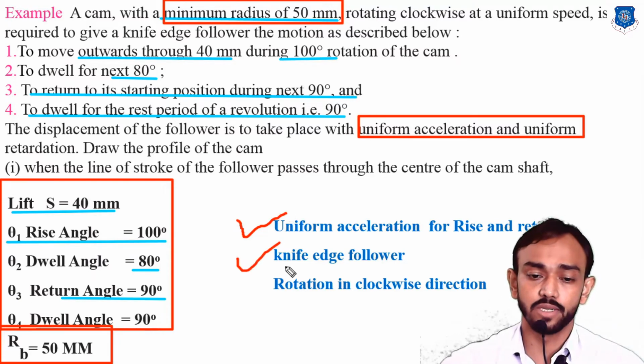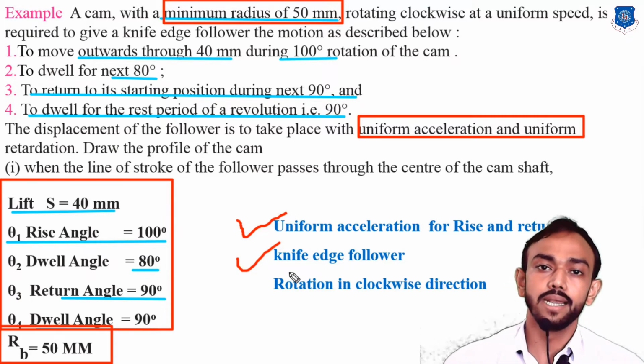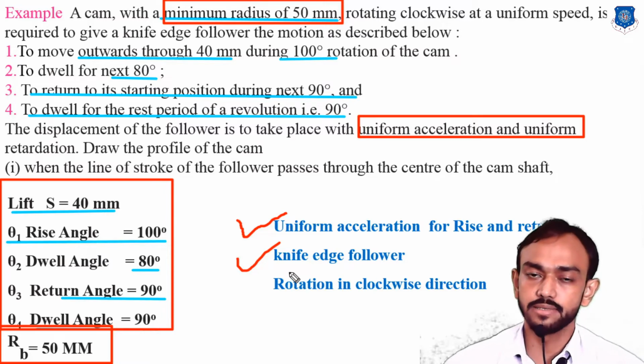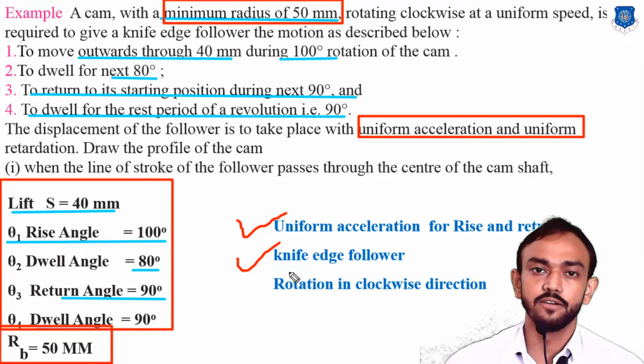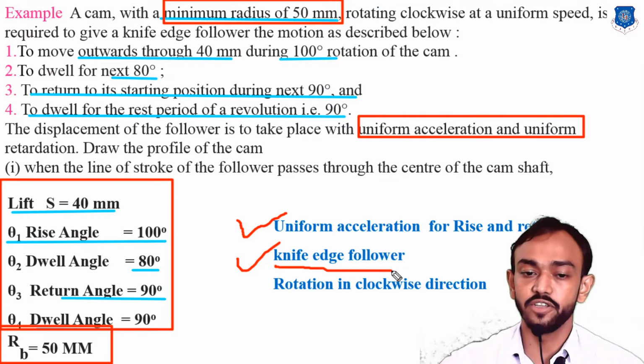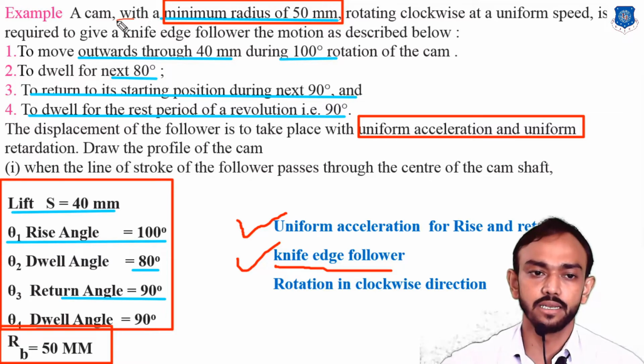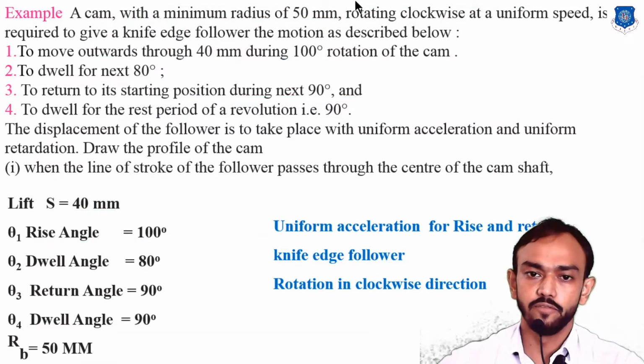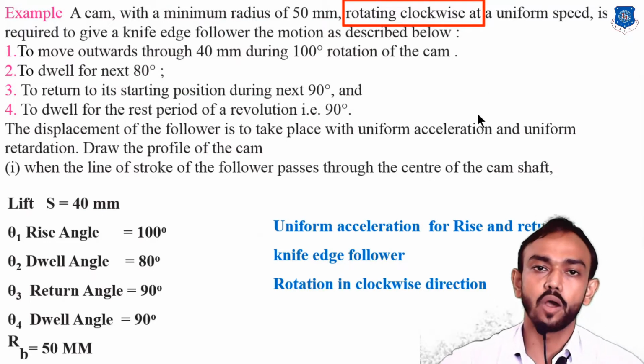Which type of follower? There are three types of follower in our numericals: one is knife edge, second is roller, and third is flat face. So first of all, check which follower is given. You can see here a knife edge follower is given. And in which direction is the cam moving? Check this: clockwise direction.